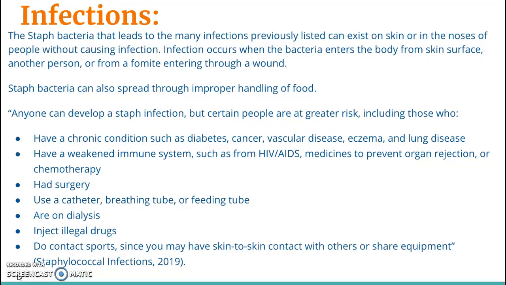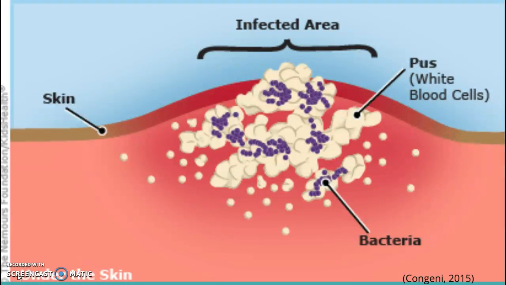People who are at higher risk of staphylococcal aureus staph infections are those with a lower immune system or anyone who is using a catheter, breathing tube, on dialysis, or injecting drugs, because this creates an opening from the outside of the body to the inside, where the surface bacteria on our skin and on our noses have a path into the body. This here is just a depiction of an infection just underneath the skin.